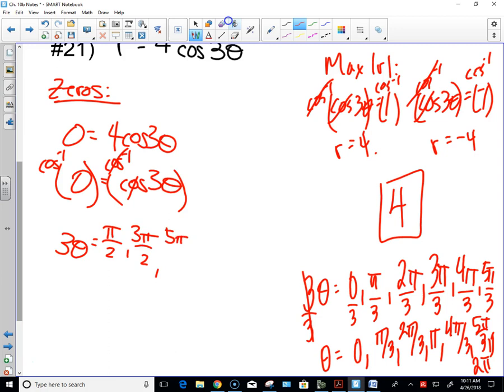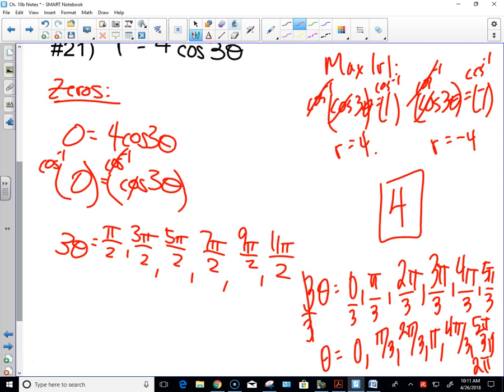Uh-oh, why am I still going? Because what am I going to do? When I divide by 3, how many more answers do I have? 3 times as many. So I need to keep going. 9 pi over 2, 11 pi over 2.